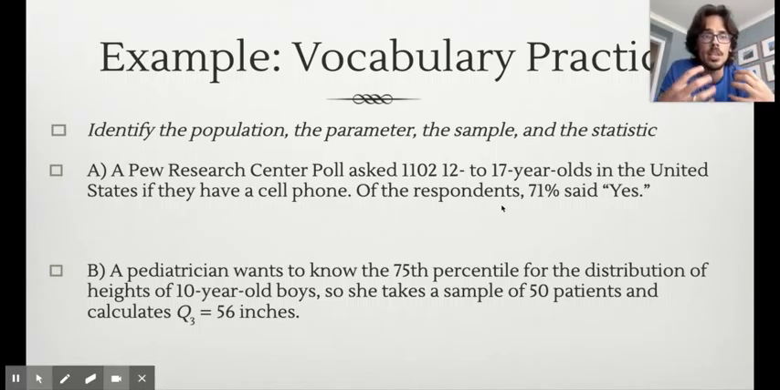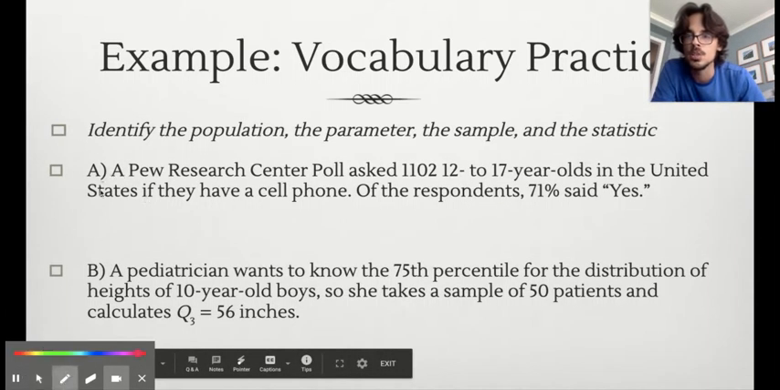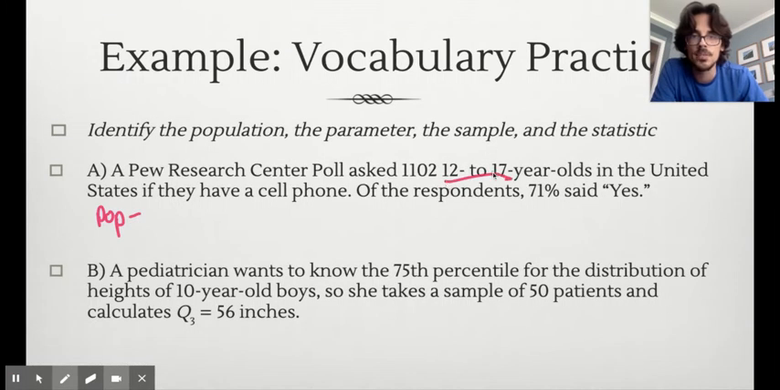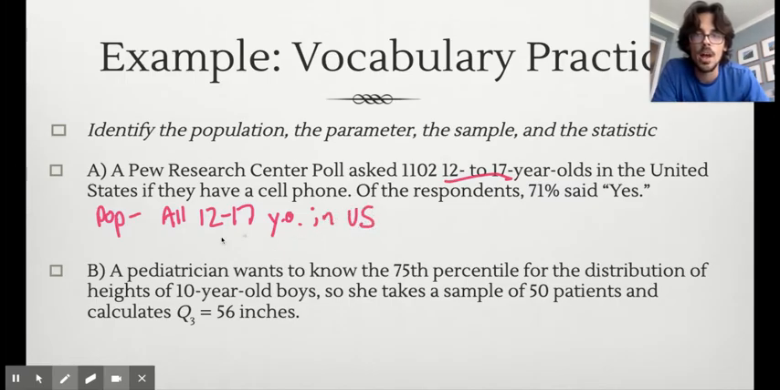So let's start with population. The population that I care about, what group am I trying to collect data on? Well, that's going to be all of the United States. Everybody that I talk to is in the US. Presumably that's all I care about for this problem. So my population is going to be all 12 to 17-year-olds in the US. That's who I'm trying to collect data or find out the answer about.